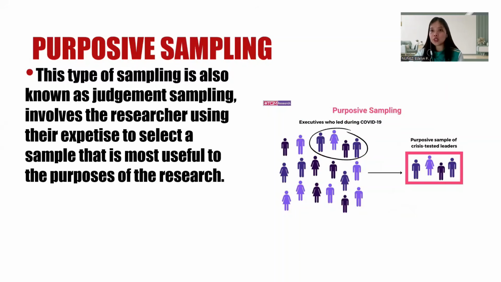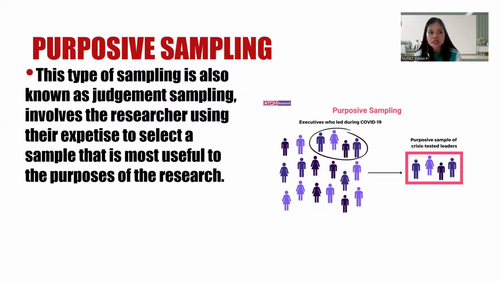This is commonly used, the third one, purposive sampling. Among the non-probability methods, this one is really the good one, purposive sampling, because you are choosing people from the population who are really intelligent enough or who really have experience so that they can answer your survey.